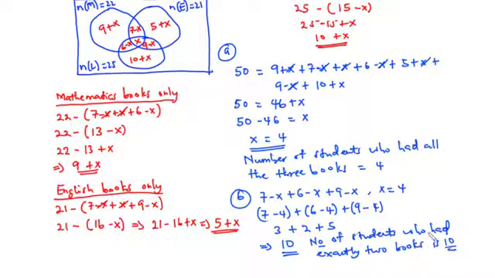Now let's solve for C, the number of students who had only life skill books. So for only life skill books, we are going to use this expression. Now we know that x is equal to 4. So 10 plus x becomes 10 plus 4, which is 14. So the number of students who had life skill books only is 14. So this was a very simple problem. Now let's move on to solve the second question for today's video.